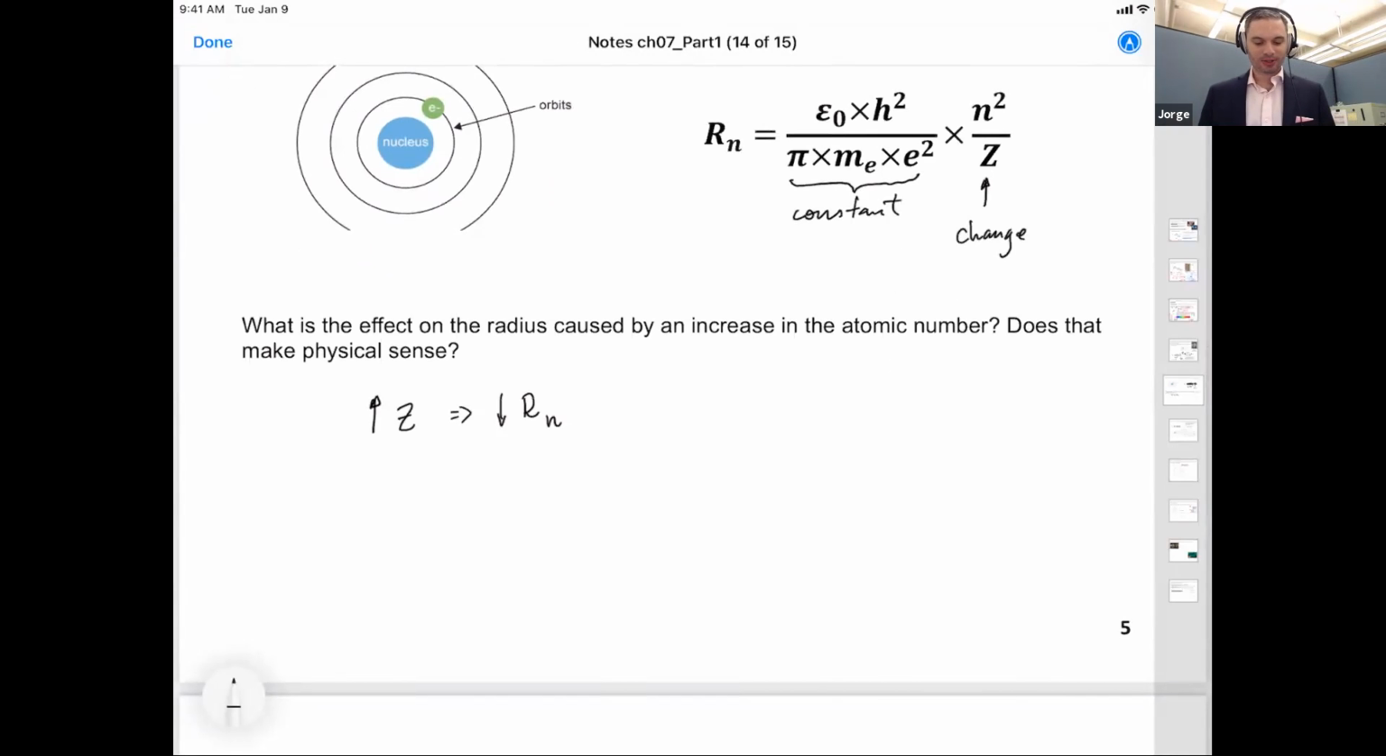Okay, so let's analyze the problem. We can see from the equation that an increase in the atomic number causes a decrease in the radius, but we have to think about the physics here. Does that make physical sense? Okay, the equation can tell you anything, but it needs to make physical sense. Okay, Z is what we call atomic number.